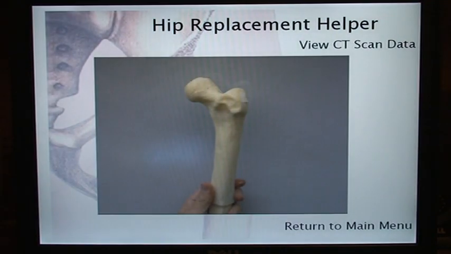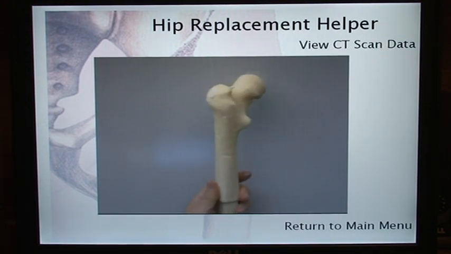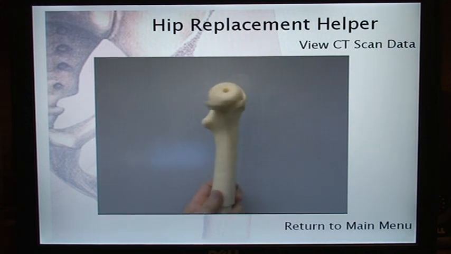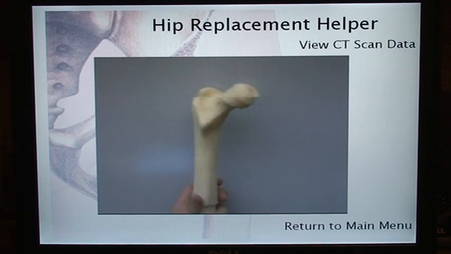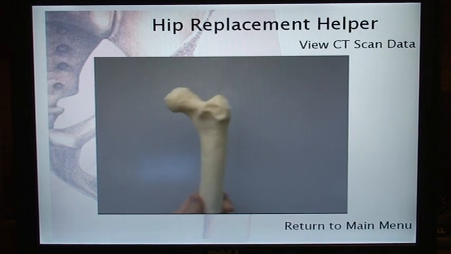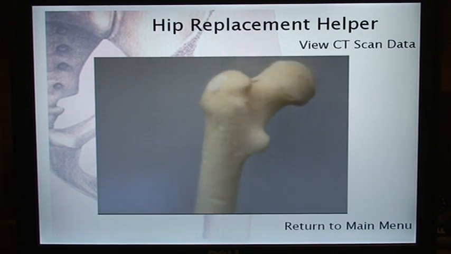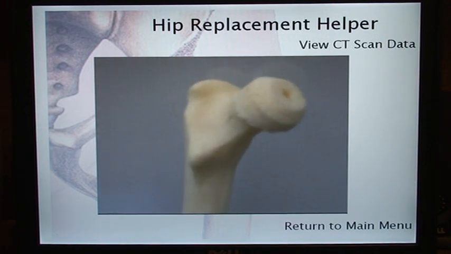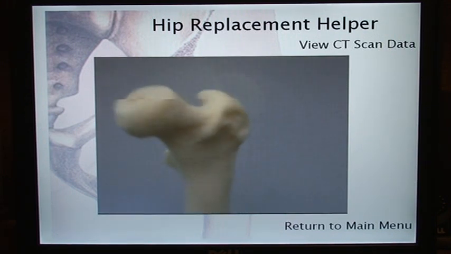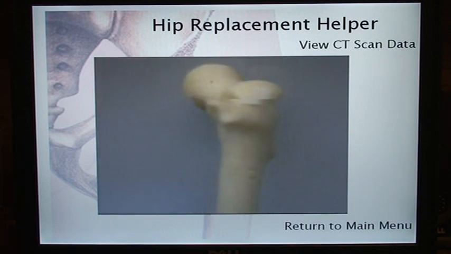The next option from the main menu would be the View CT Scan Data. The following operation will be performed when selecting that function. When the View CT Scan Data option is selected from the main menu, a three-dimensional image of the hip bone will be displayed. The software will allow the physician to turn and rotate the image for the desired viewing angle of the femoral head and its surrounding bone structures.